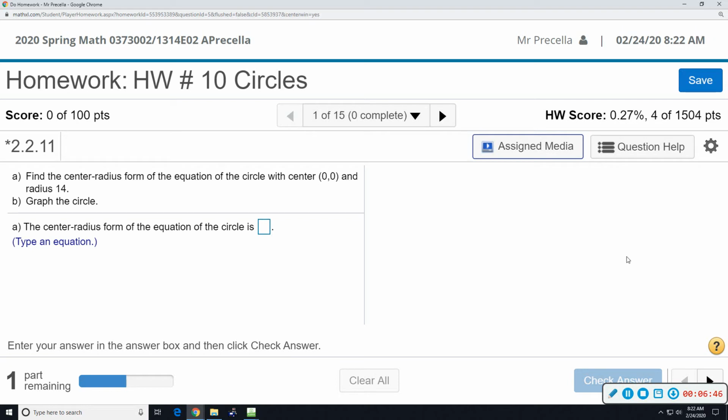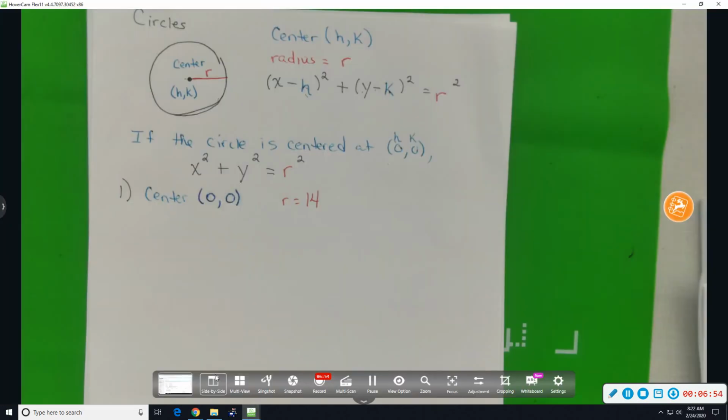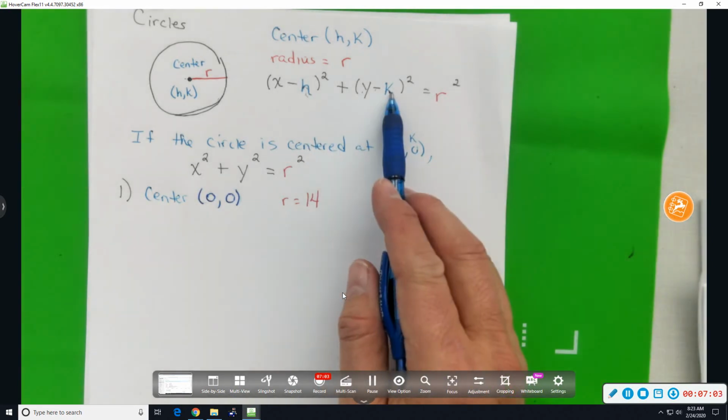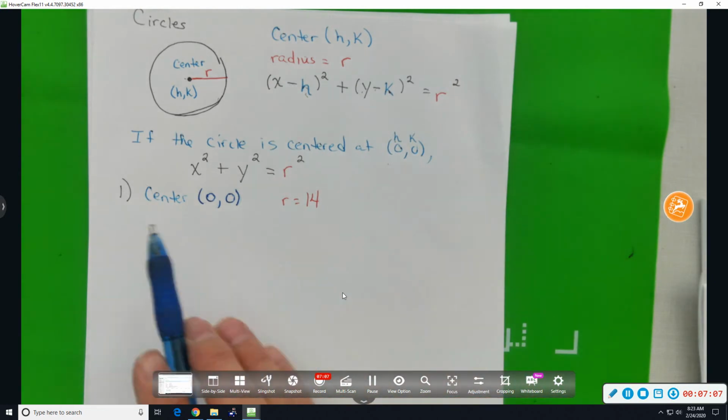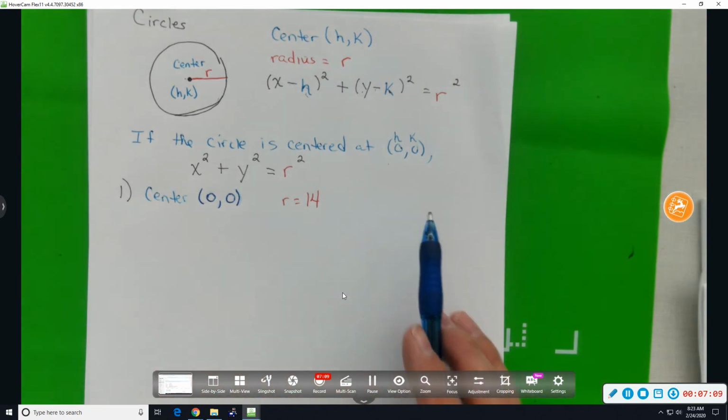And the radius is, what is that, 14? Okay. So let's write the equation of the circle. The center is 0, 0. So we plug a 0 in for h and a 0 for k. There's not going to be any parentheses in this answer here.